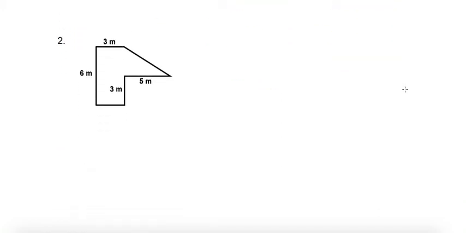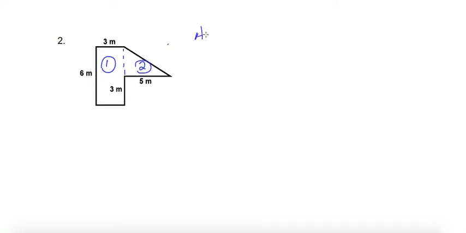In example number 2, same thing, I want to separate this into shapes that I know how to calculate the area for using the formula sheet from the other day. So in this case, I have a rectangle and I have a right angle triangle. So I'm going to label my rectangle shape 1 and my triangle shape 2.